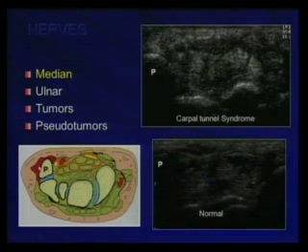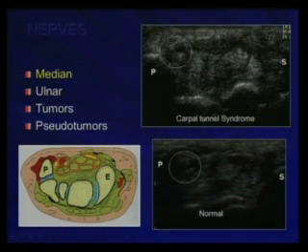Here you have the pisiform bone, pisiform. This is a transverse view of the wrist. This is the scaphoid here, scaphoid. This is the canal of Guyon with the ulnar artery and the ulnar nerve. You can see them here, ulnar artery and ulnar nerve. This is the median nerve, and this line here is the carpal ligament.